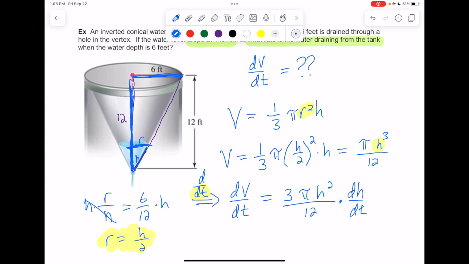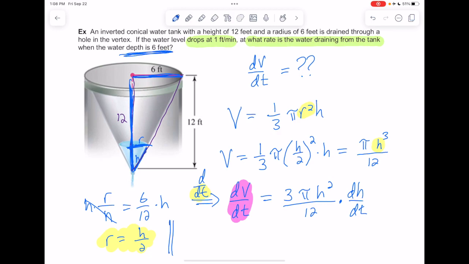And now let's start analyzing, like, what do we have? We already said dV dt is what we're trying to figure out. So this is the piece that we want to find, which means we want to be able to plug in for everything else. So how about the value of h? Do they give us that somewhere? So going back and reading the problem, at what rate is the water draining from the tank when the depth is 6 feet? So, yes, they are giving us the h of 6.